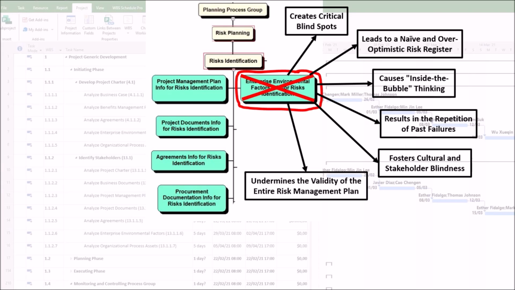6. It undermines the validity of the entire risk management plan. A risk management plan built on an incomplete set of risks is not just inadequate, it's dangerous. It allocates contingency funds and management time to the wrong things, providing a facade of control that doesn't exist.